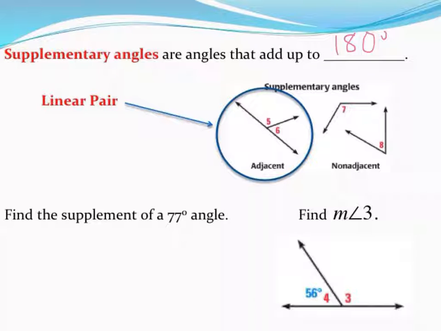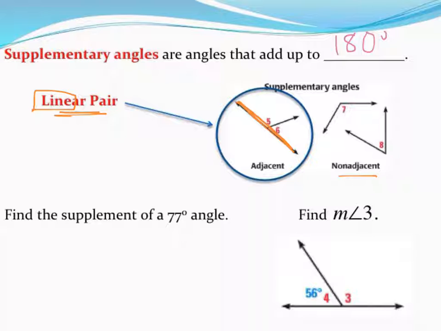Supplementary angles, on the other hand, are going to be angles that add up to 180 degrees. When supplementary angles are adjacent, meaning they're right next to each other, we call them a linear pair because they make a straight line when you look at them right next to each other. But again, they may not be adjacent. They may just be two angles floating around that still add up to 180, but often we'll see them making a straight line.